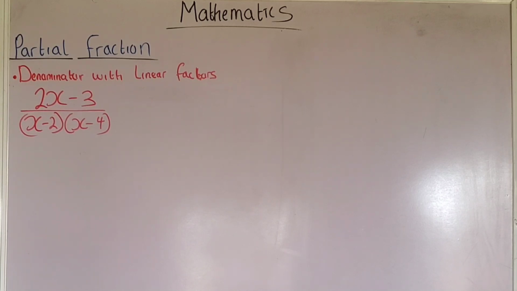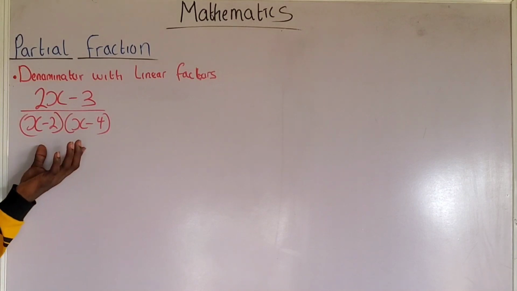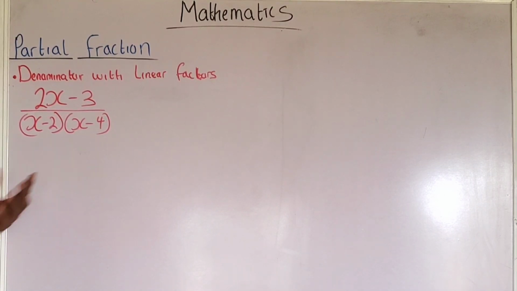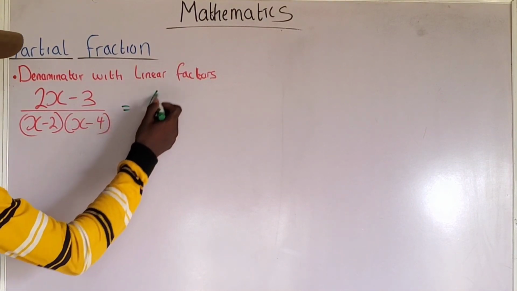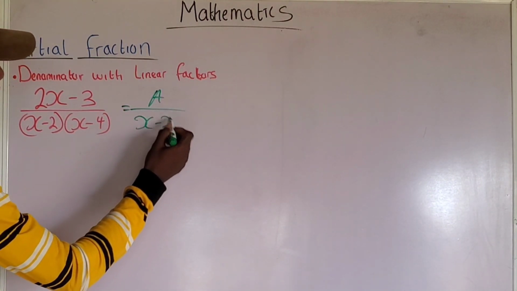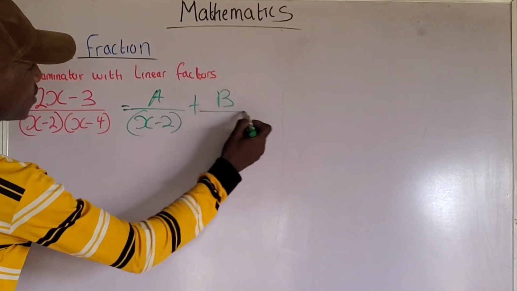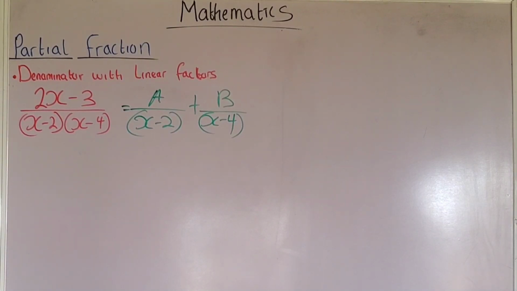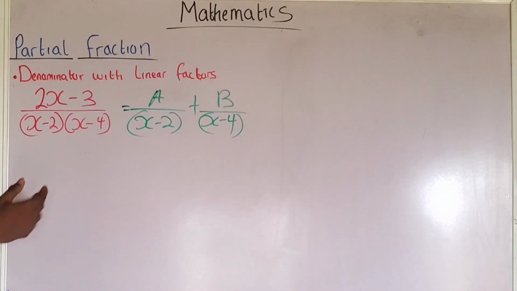Don't forget, I told you, in resolving a fraction that has its denominator as linear factors, if the denominator has already been factorized, there is no need to do anything again. All you have to do is set the equation up this way: A over (x - 2), plus B over (x - 4). Because for every partial fraction that has a linear factor in the denominator, this is how it's going to be.